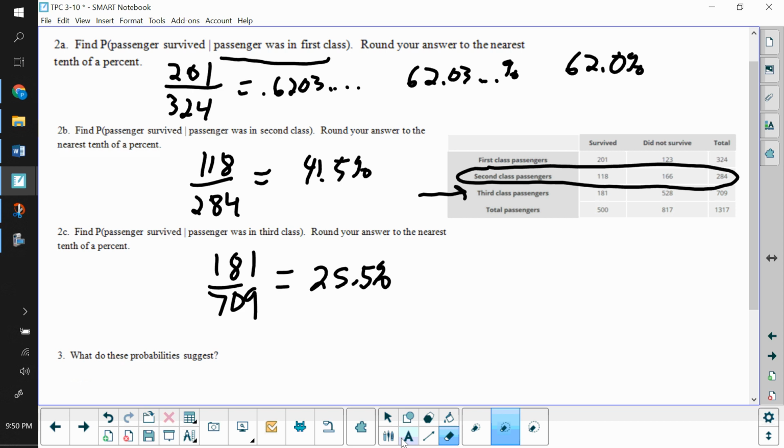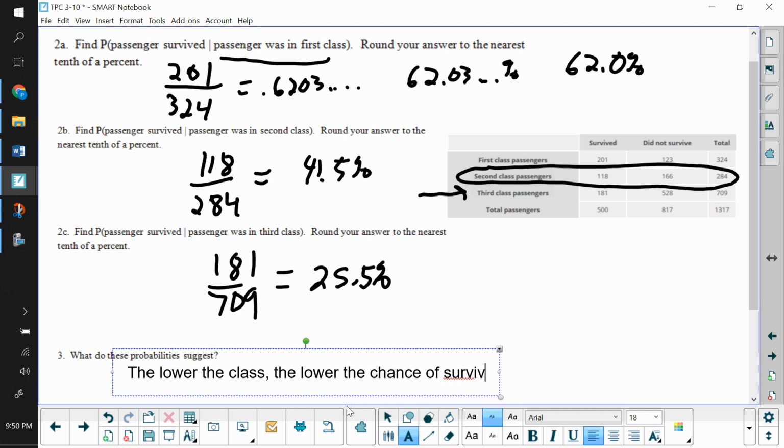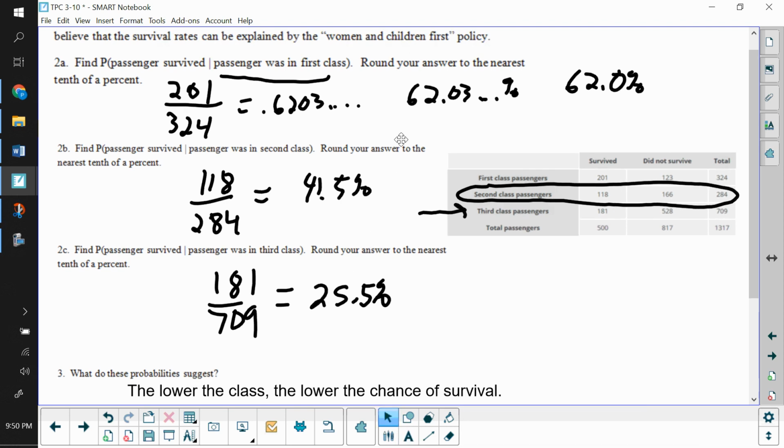So what is this? What should we conclude? Hopefully you came up with something along the lines of the lower the class, the less likely, or the lower the chance of survival, we'll say. And you could have said that in reverse as well. You could have said the higher the class, the higher the chance of survival. But hopefully we recognized that analysis from our results.